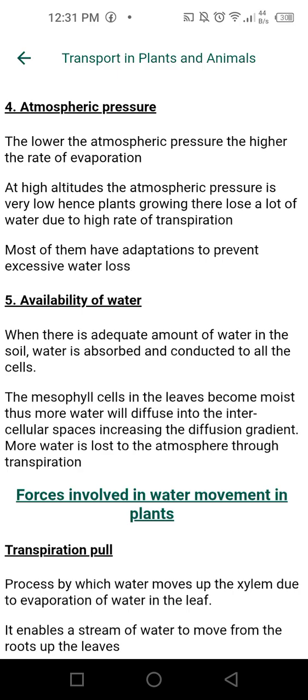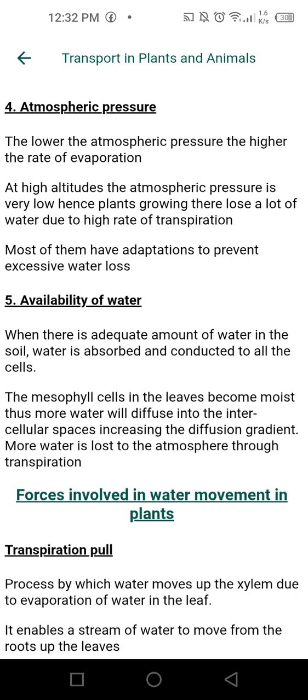5. Availability of water. When there is adequate amount of water in the soil, water is absorbed and conducted to all the cells. The mesophyll cells in the leaves become moist, thus more water will diffuse into the intercellular spaces, increasing the diffusion gradient. More water is lost to the atmosphere through transpiration.